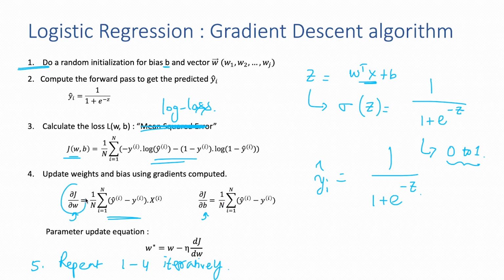And finally, whatever derivative values you compute are now plugged into this parameter update equation. We repeat the whole process iteratively till we obtain a particular value of W and B where you observe minimal loss. And that's the whole optimization process, isn't it?